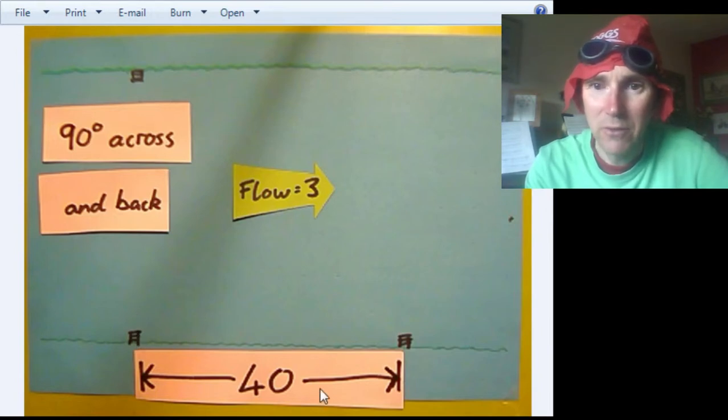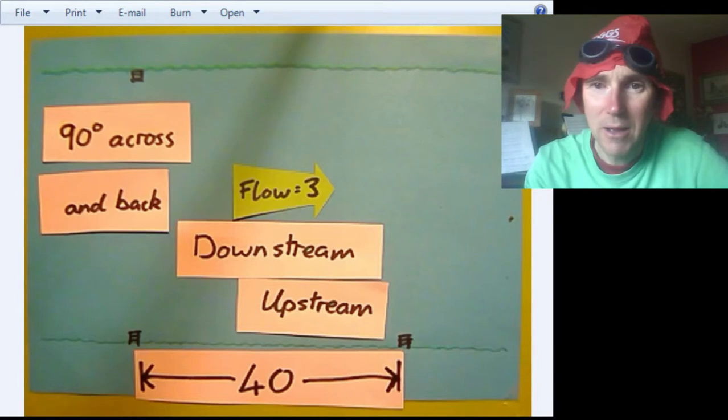So they're going to have a race. Okay, and who do you think is going to win? Is it going to be Amber swimming 90 degrees across and back, or Bertie swimming downstream and then upstream? What do you think? Have a think, commit yourself. Who's going to win? Let's see. Here we go.